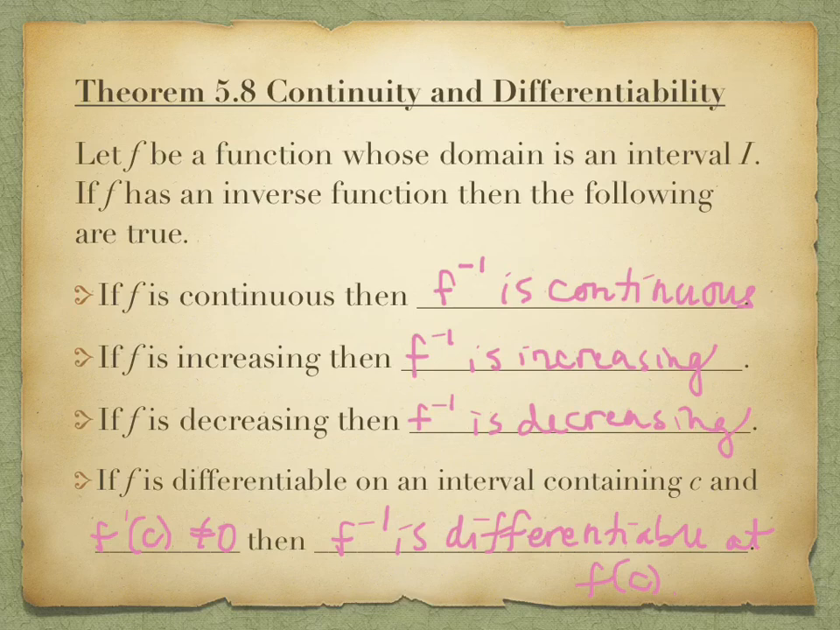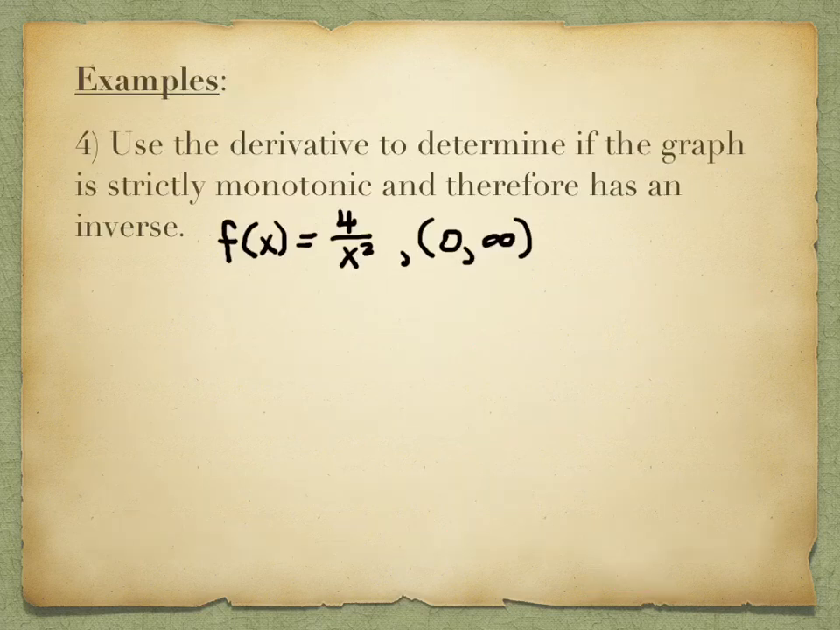Okay, so let's take a function here, and we'll take a look at some of this information. We're supposed to use the derivative to determine if the graph is strictly monotonic and therefore has an inverse. So we need to take the derivative, and in order to do that, I might want to do what you guys suggested earlier on a different problem and rewrite this as 4x to the negative 2. Then I don't have to use any quotient rules, right? That's a handier way of doing it.